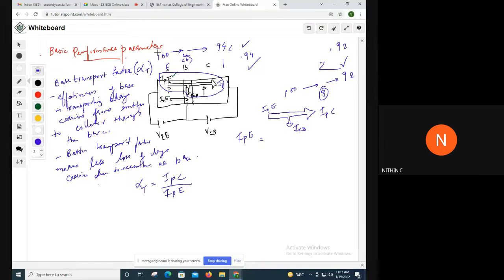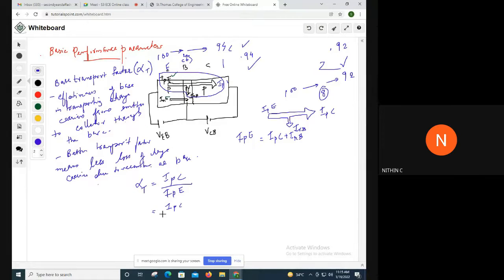That means, how can we represent this 100? Can we write it as 94 plus 6? Similarly, how can we write this 100? Write it as 92 plus 8, right? Similarly, IPE can be written as IPC plus IRB. Clear? So it can be written as IPC plus IRB. So that you can replace over here.